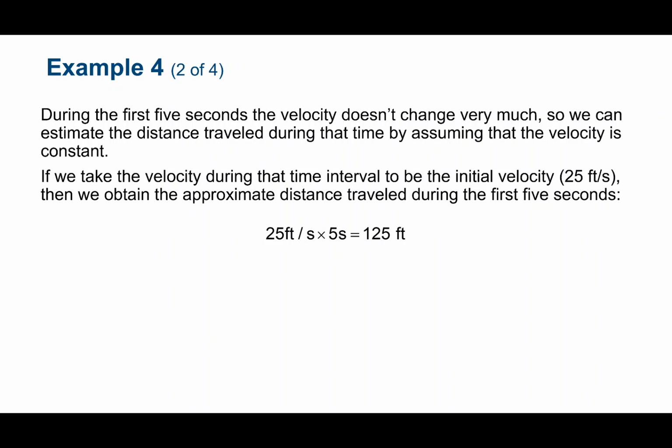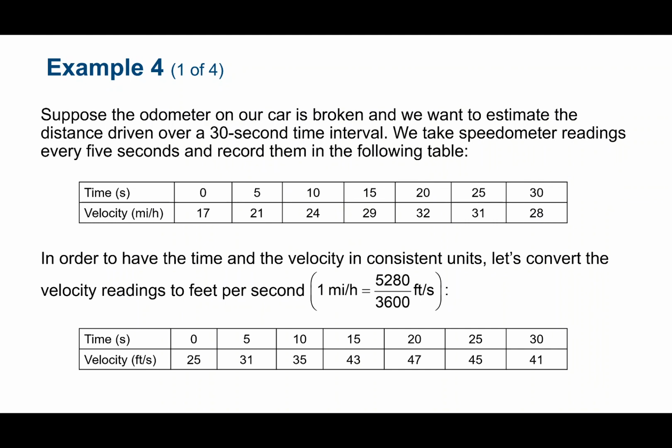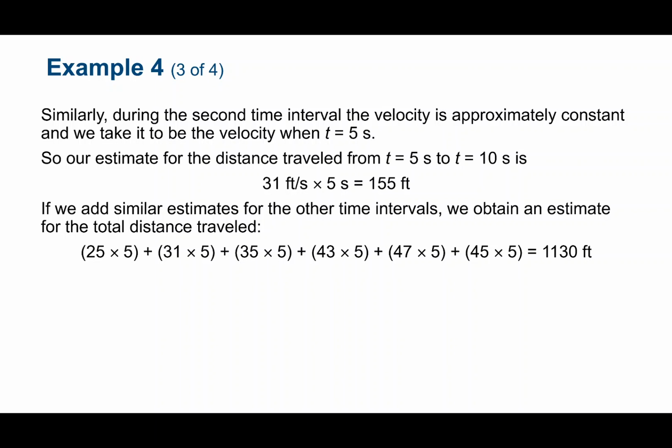Okay. And then we can do the same thing for the other time intervals. So our next time interval, between 5 seconds and 10 seconds, we can just get an estimate by assuming we stayed at 31 feet per second for those 5 seconds. So 31 feet per second by 5 seconds, we get 155 feet. We can do that for each one of our time intervals. And we get an estimated distance traveled of 1,130 feet on that one.